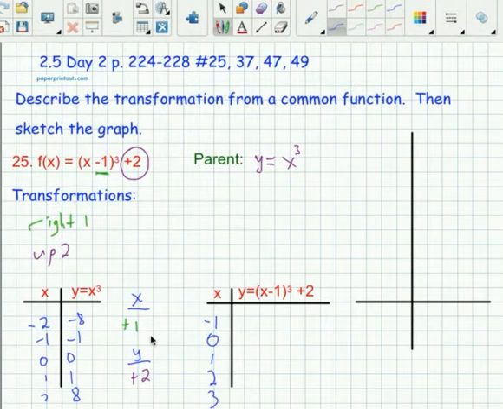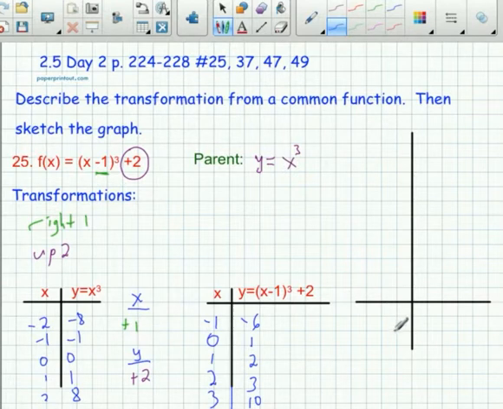The next thing I'm going to do is add 2 to all the y values. So negative 8 plus 2 is negative 6. Negative 1 plus 2 is 1. 0 plus 2 is 2. 1 plus 2 is 3. And 8 plus 2 is 10. Those will be the new points on my transformed function. And now we can go ahead and plot those points.